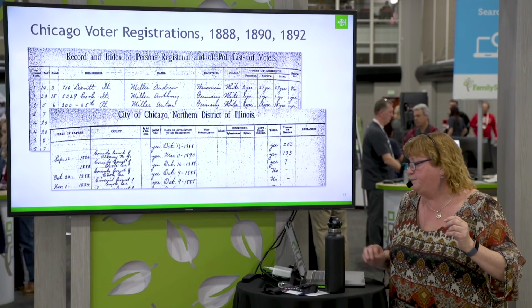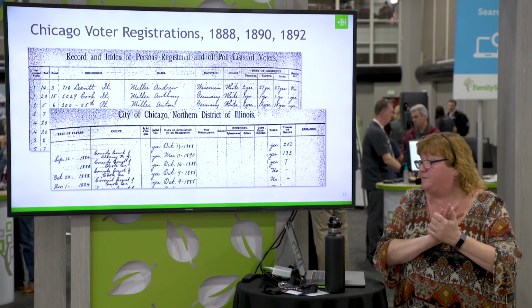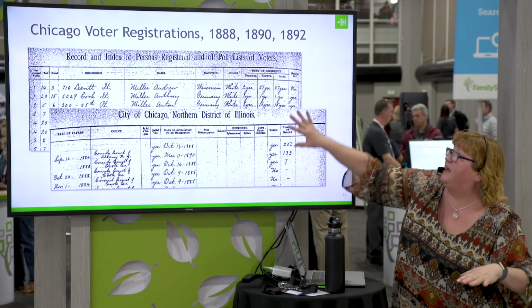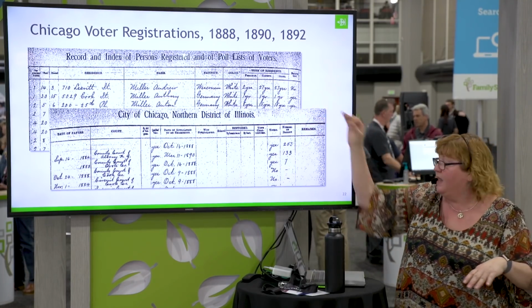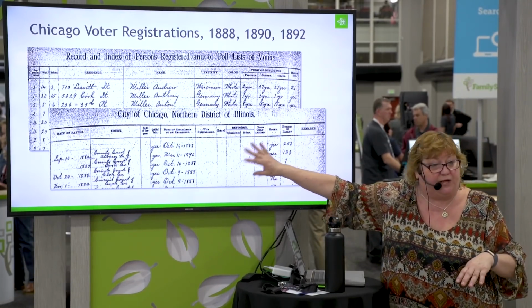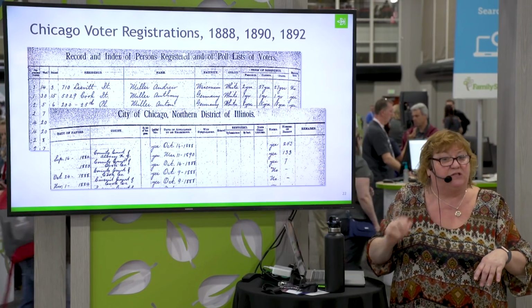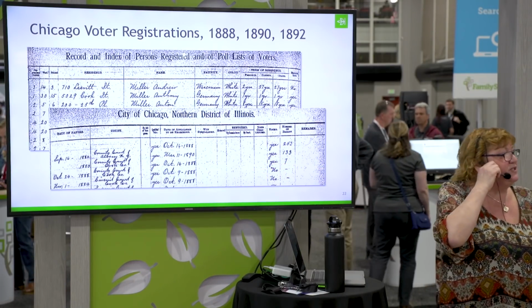We have voter registrations. Chicago, and these are great because in Chicago, this kind of bridges that 1890 gap. And not only that, but you can see down here, if you had immigrants who were naturalized, it gives you the court where they were naturalized and the date. So now you can go after those great naturalization records.